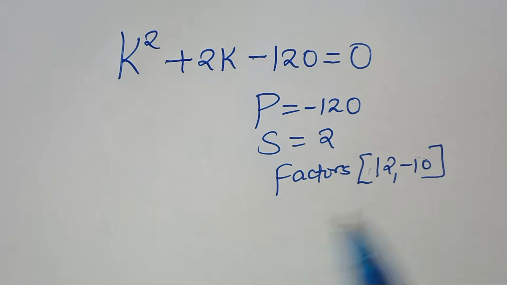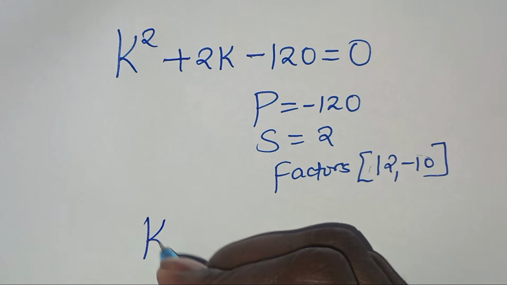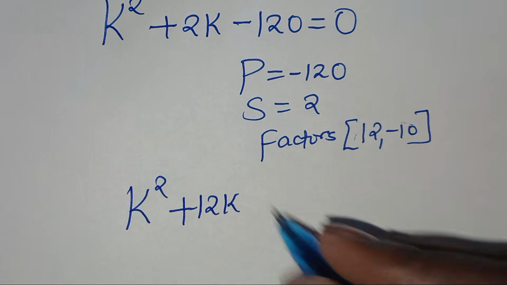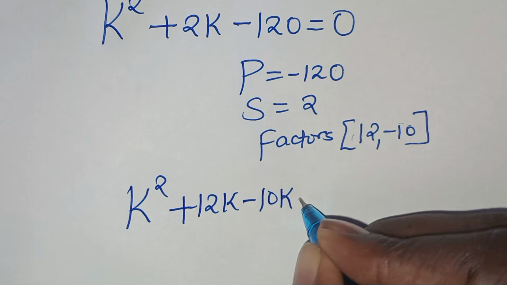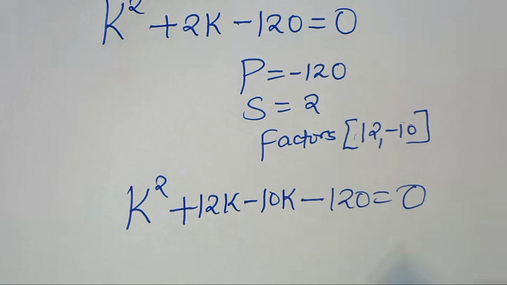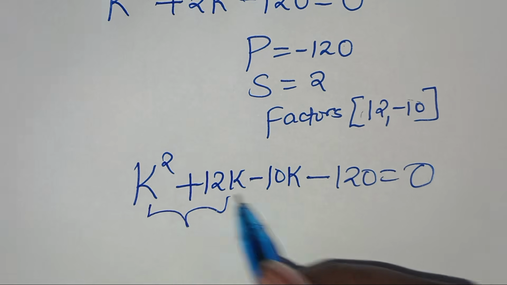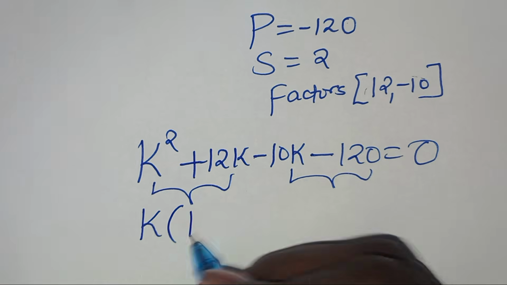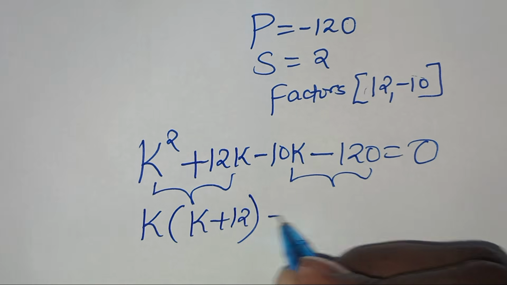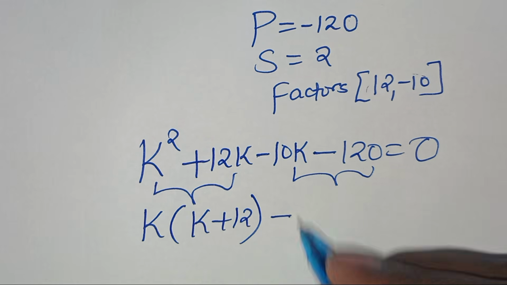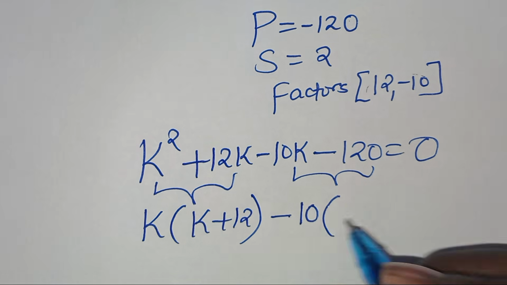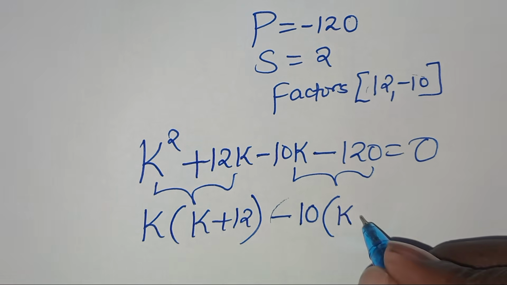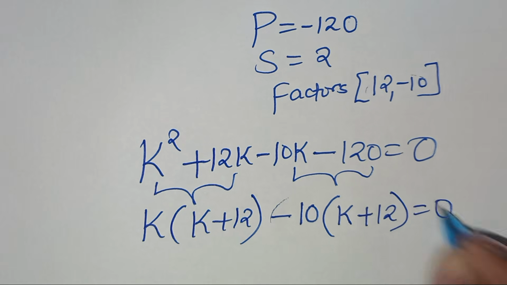Now let's substitute these two factors into this equation. So we have k squared plus 12k subtract 10k minus 120. This is equal to 0. So we have got two parts here. From the first part, k is common. Let's factor out k so that we have (k+12). Subtract. Now here we have that 10 is common. We factor out 10 into the parenthesis. This is k minus 120 divided by minus 10. This is plus 12. And this is equal to 0.